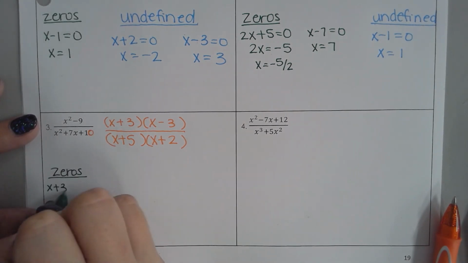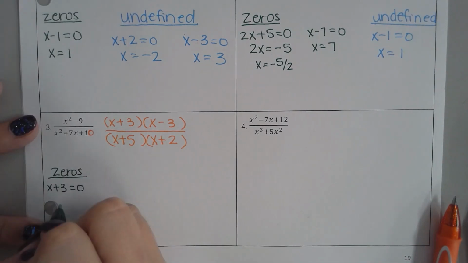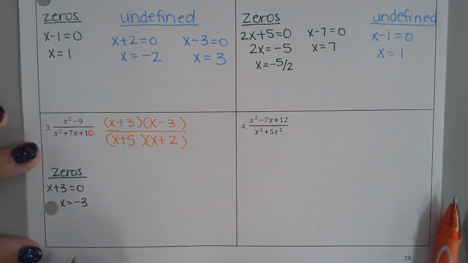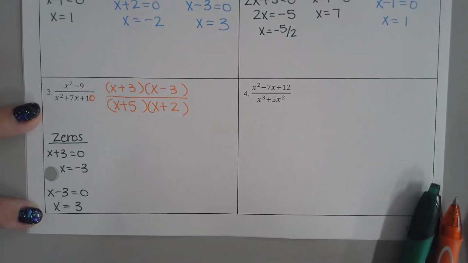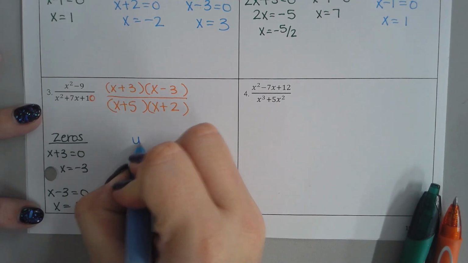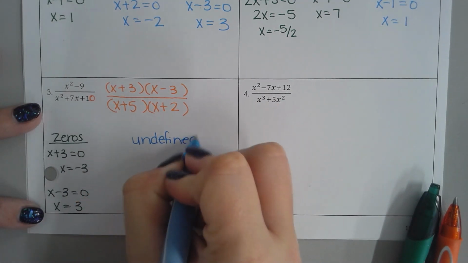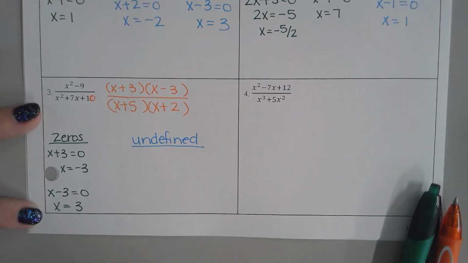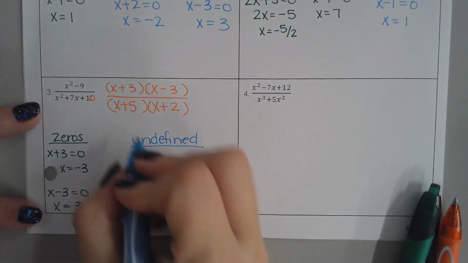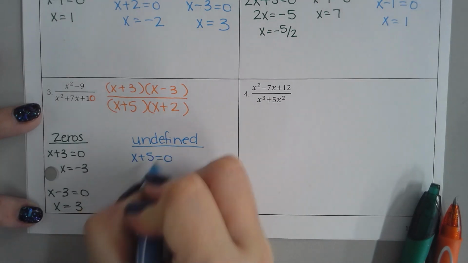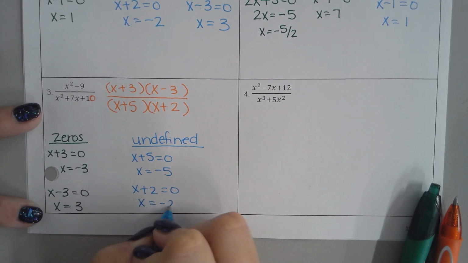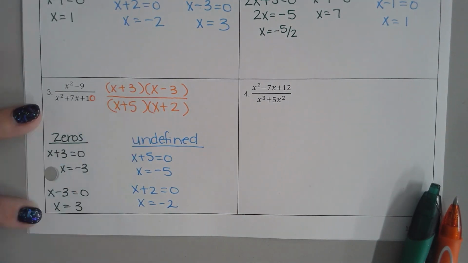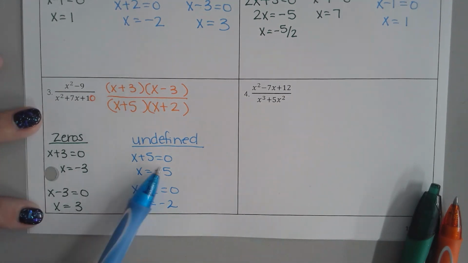Okay. So my zeros: x plus 3 equals 0, so x equals negative 3. And x minus 3 equals 0, so x equals positive 3. It's undefined when the denominator is equal to 0. So if I set both of those factors equal to 0, we get negative 5 and negative 2.